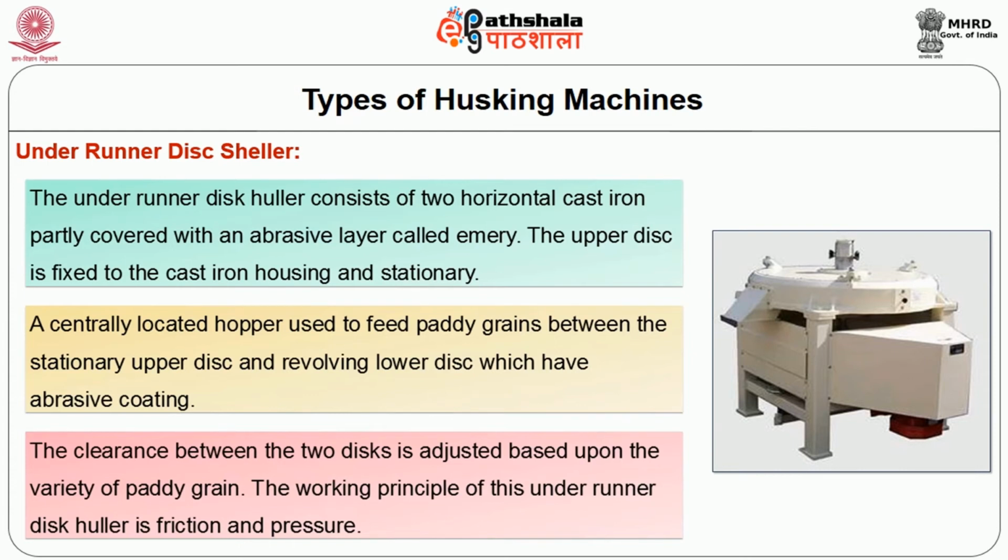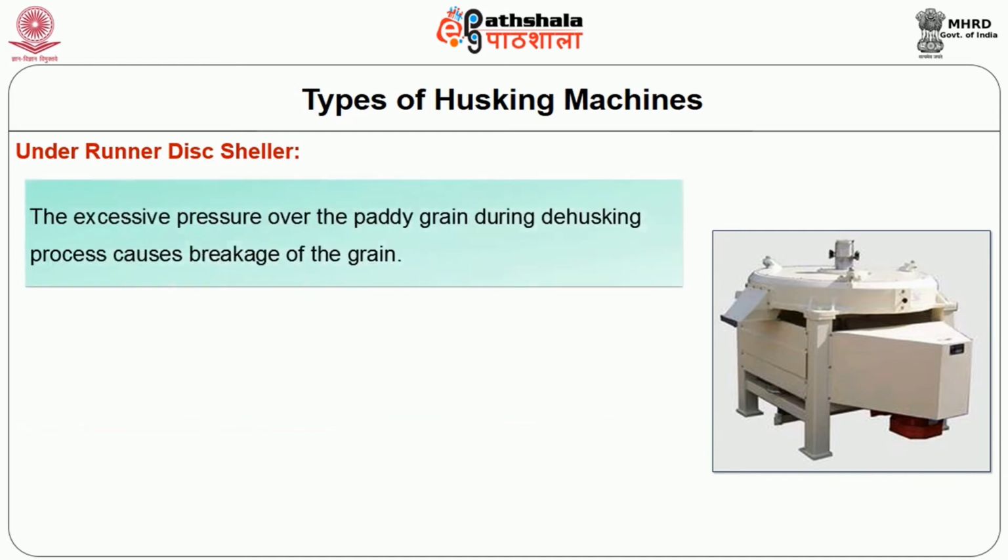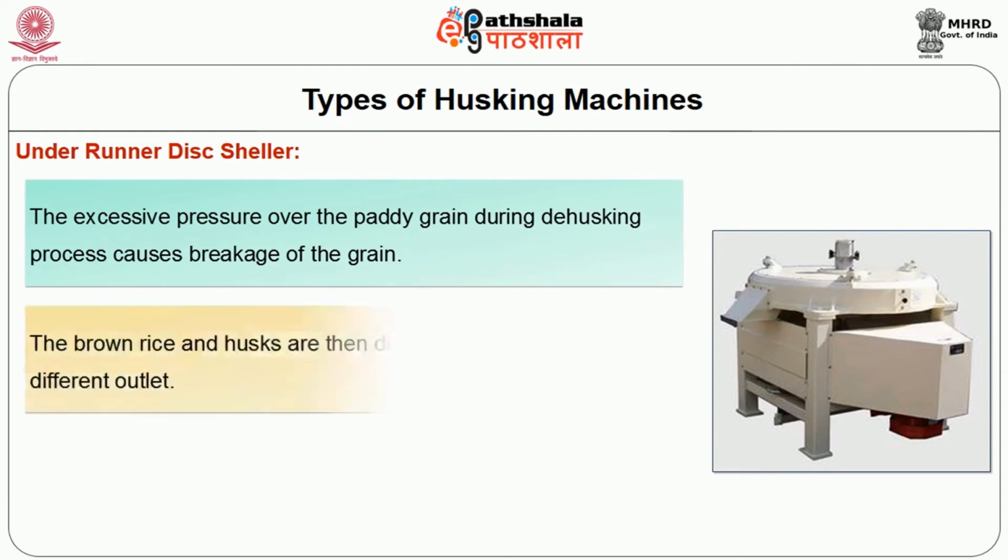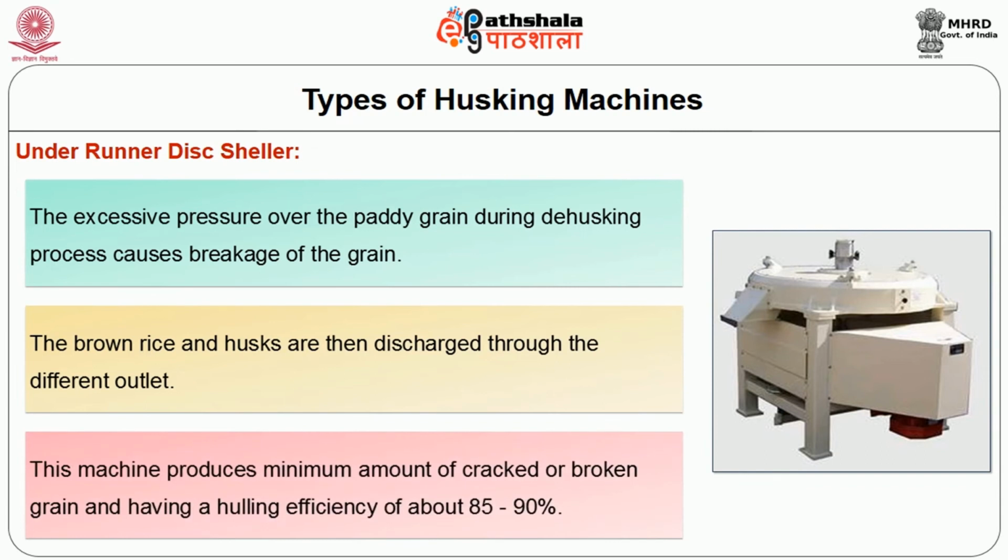The working principle of this underrun disc huller is friction and pressure. Excessive pressure on the paddy grain during the dehusking process causes breakage of the grain. The brown rice and the husk are then discharged through different outlets. This machine produces a minimum amount of cracked or broken grain and has a hulling efficiency of about 85 to 90%.